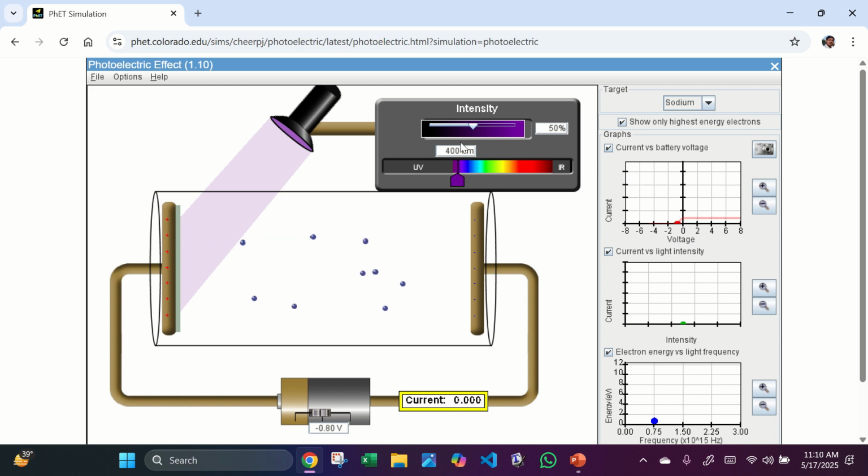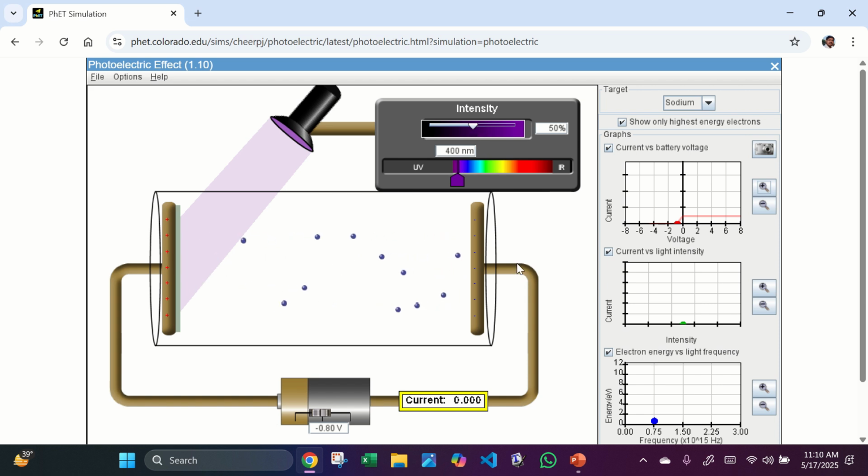Okay, let's observe, let's increase. So here you can see the graph, that minus 0.8 is our stopping potential, where the current is 0. This is the graph. Next, observe the intensity.